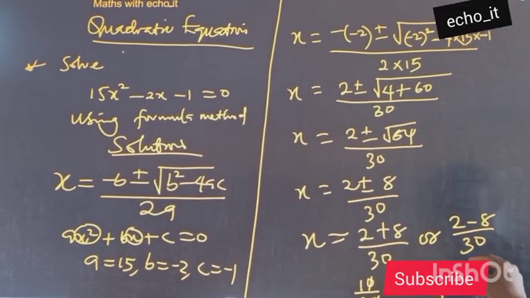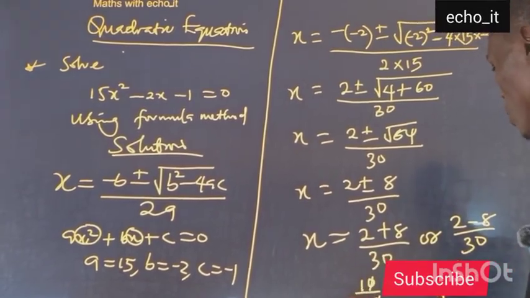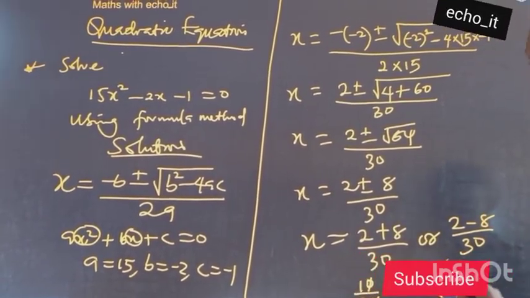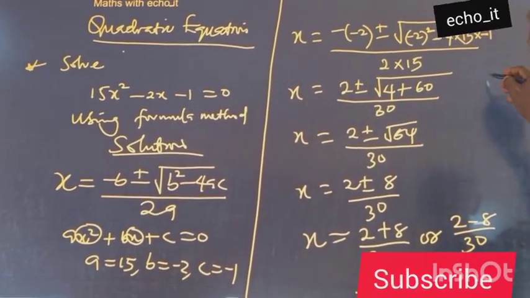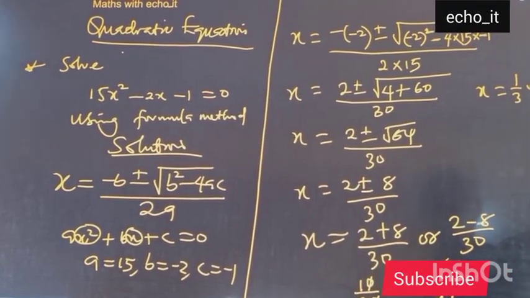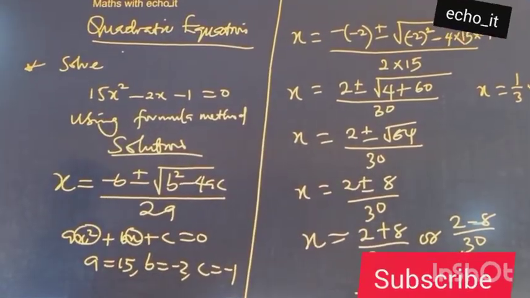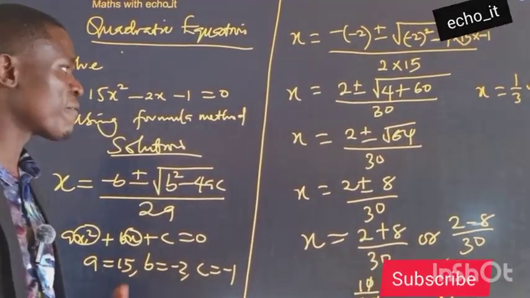And 2 here is what? Sorry for that, 6 can go. So we have 6 here and 5. So we have our final solution, x will be equal to 1 over 3 or minus 1 over 5. So that's pretty simple. That's how you solve quadratic equation by formula.